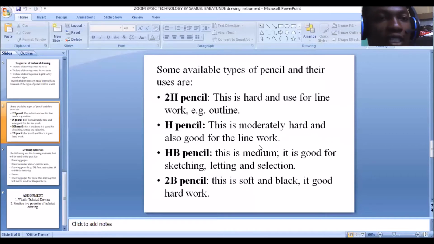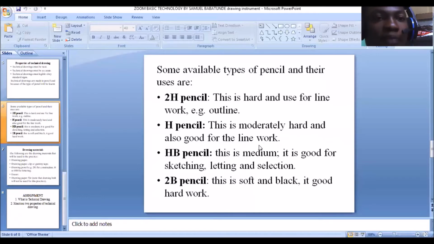Another type of pencil is the H pencil. Remember the previous one is the 2H, and now we have the H pencil. Now this one is not as hard as the 2H pencil. It is moderately hard. You can see now the grade, how it is decreasing. The 2H pencil is hard and used for line work, like outline of shapes. But the H pencil is moderately hard, not as hard as the 2H pencil. And it's also good for line work. So you can also use the H pencil for outline.